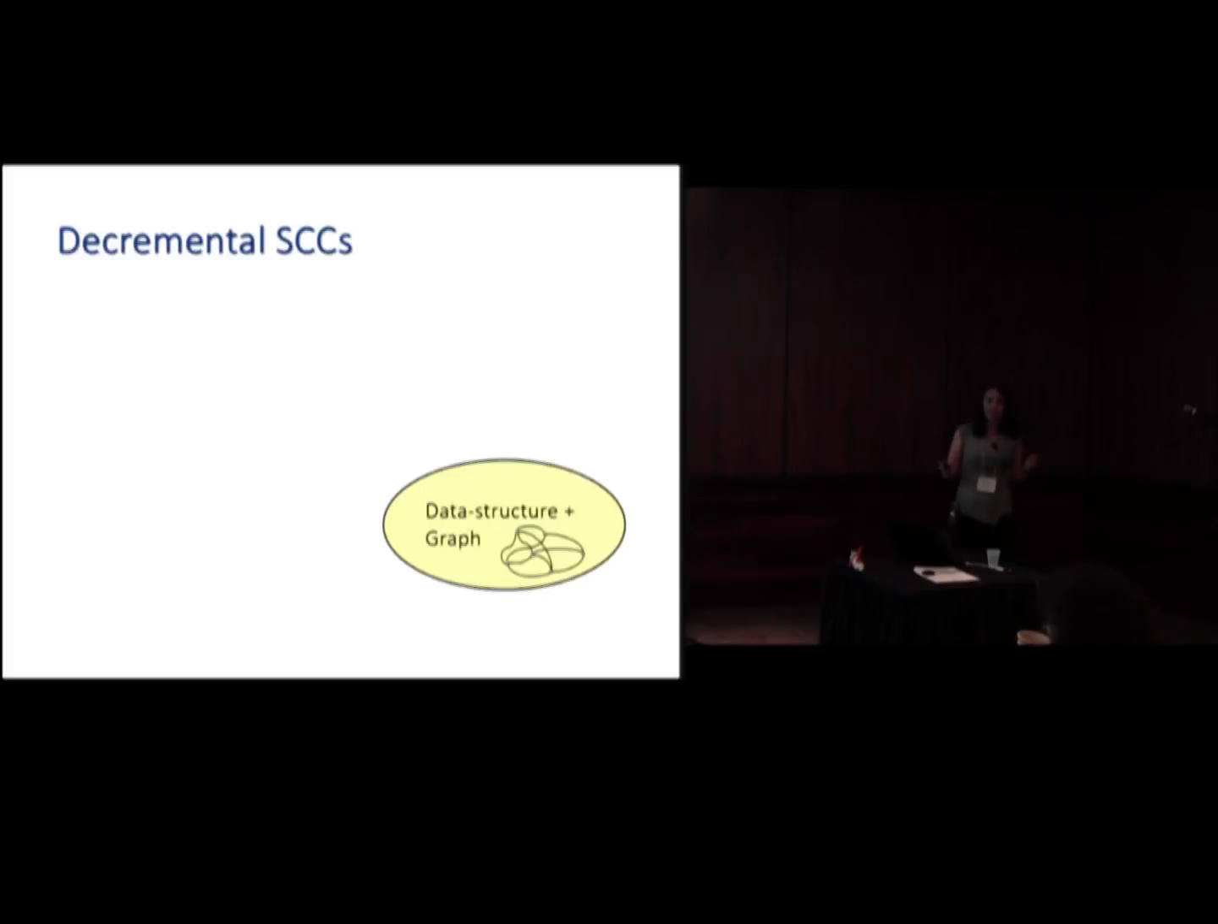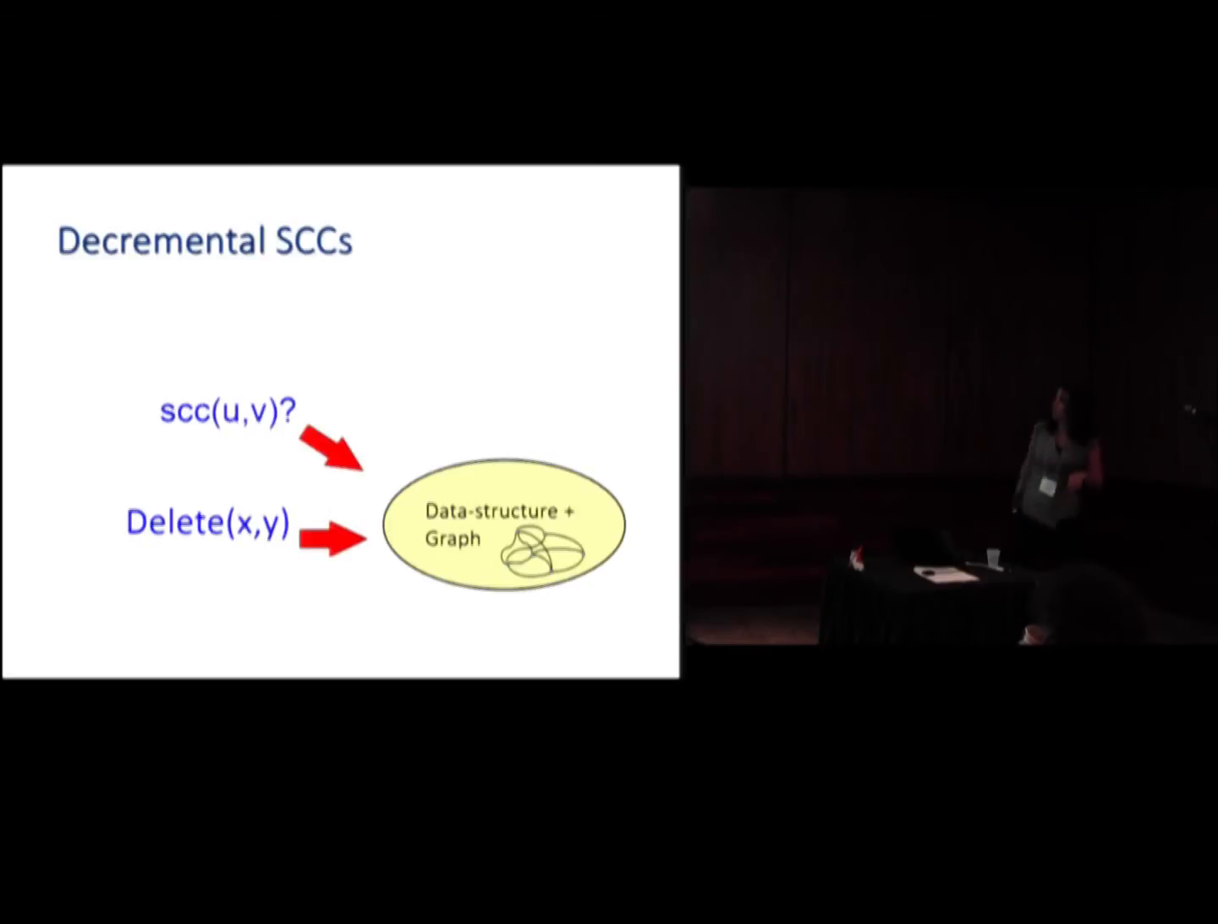I want to maintain a data structure that can handle an adversarial online sequence of update and query operations. In each update operation, the adversary picks an edge to delete. In each query operation, we get two vertices, and we need to tell if they are still strongly connected or not.